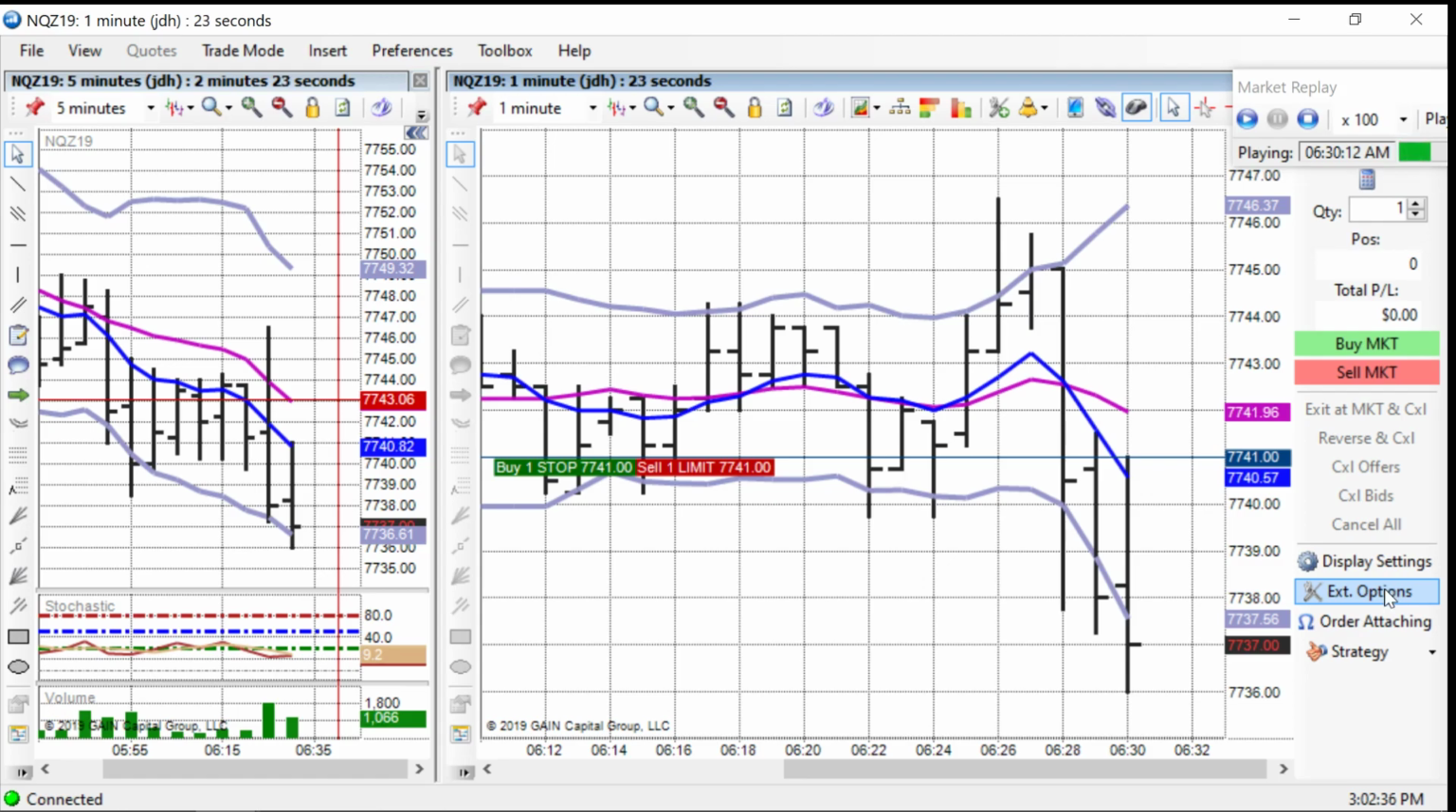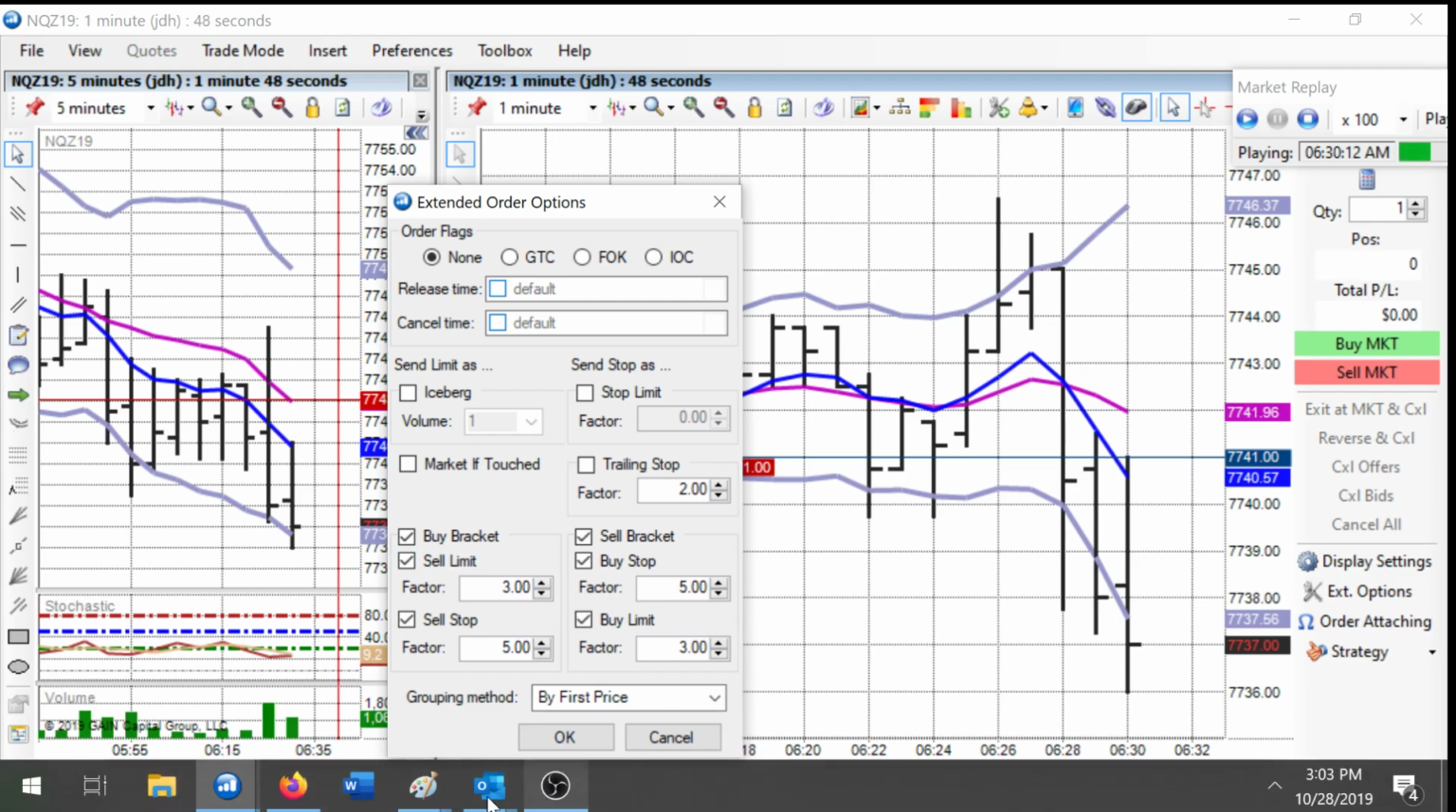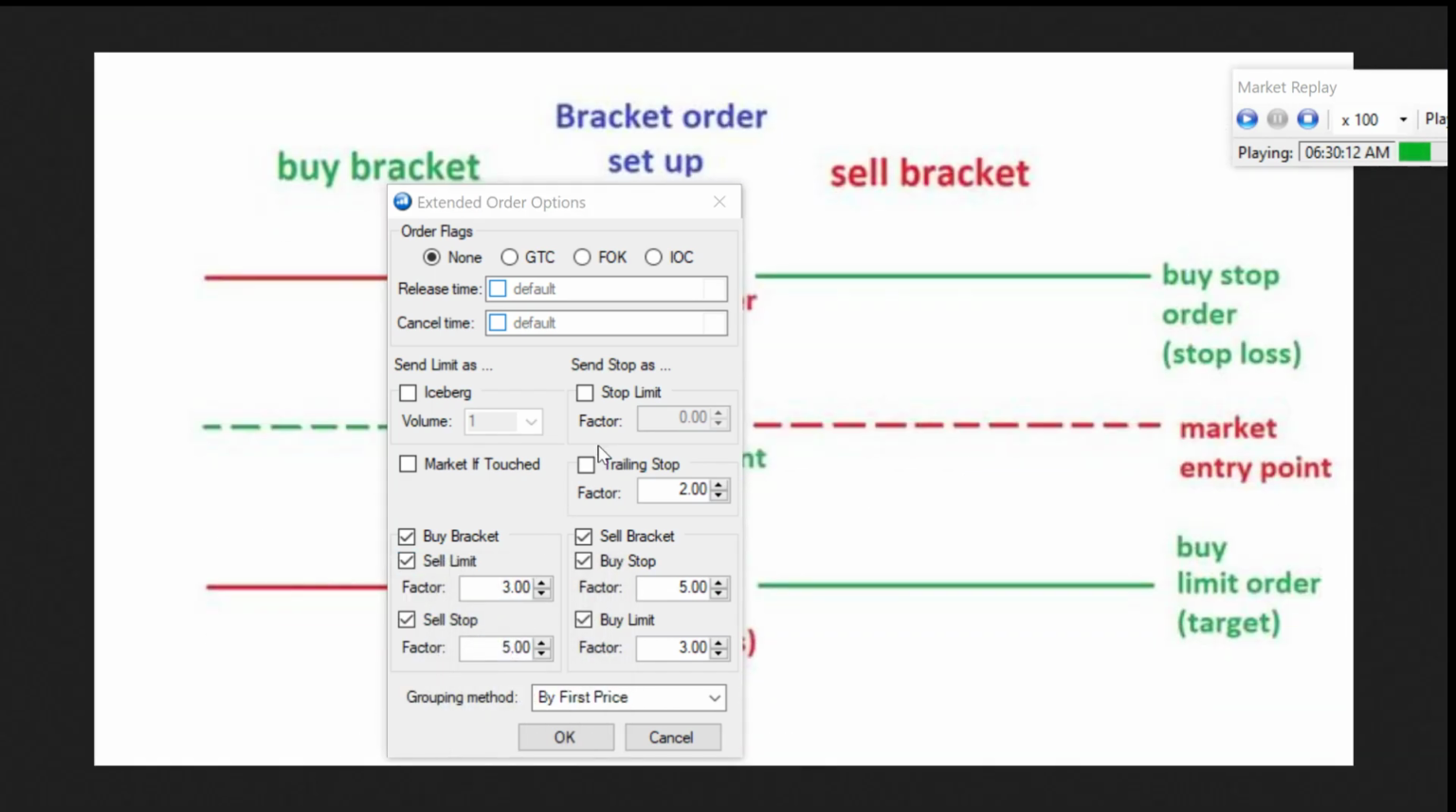To set up the chart, I'll go into the extended options in this particular software platform. This is from the OEC Trader, and they have a really great platform available online. It's free to use, but I think it's the best one because it allows trading directly from the charts. And what I'm doing here is setting up the bracket trades, which are the automatic orders. I'll show you how that's set up here.